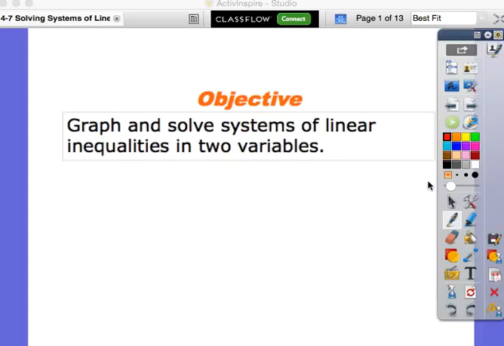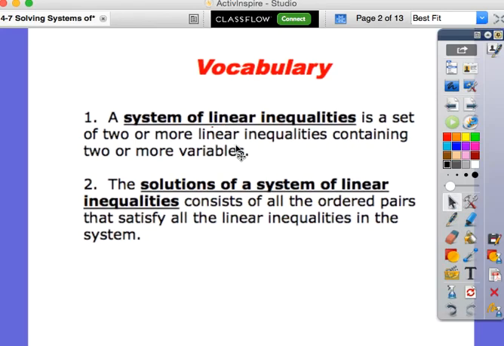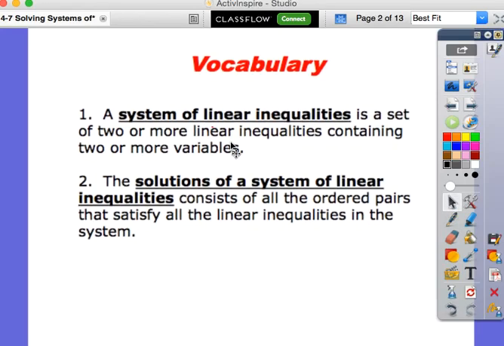Today's lesson is on systems of inequalities. Our objective is to graph and solve systems of linear inequalities in two variables. So here's some vocabulary. A system of linear inequalities is a set of two or more linear inequalities containing two or more variables. All that means is we're going to have two inequalities and they will have two variables, x and y.